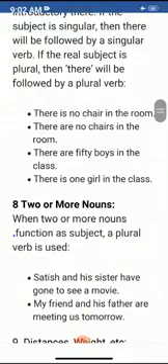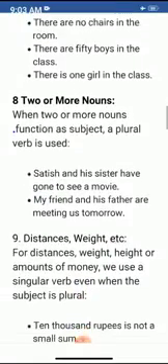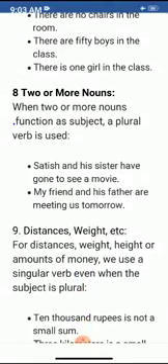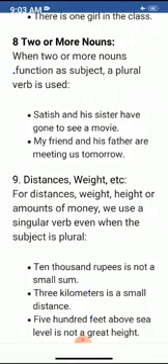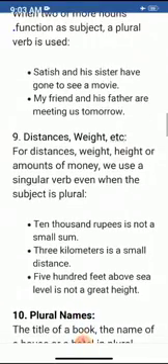Two or more nouns. When two or more nouns function as the subject, a plural verb is used. Satish and his sister: these are two, so we will use plural. My friend and his father are. Distance, weight, etc. For distance, weight, height or amount of money, we use a singular verb even when the subject is plural. 10,000 rupees is not a small sum. 3 kilometers is a long distance. 500 feet above sea level is not a great height.